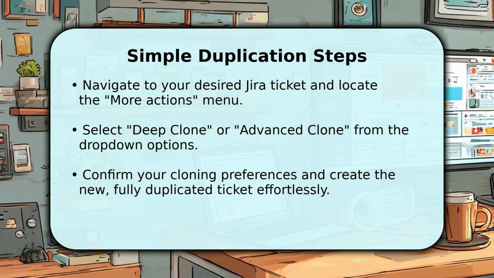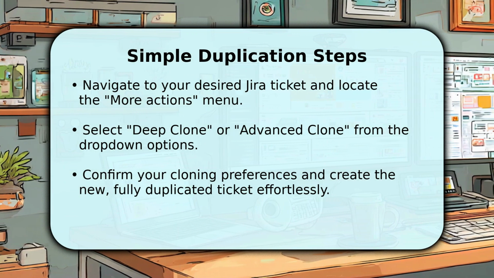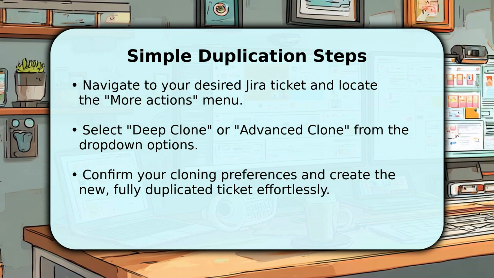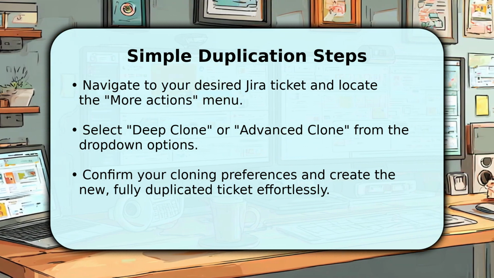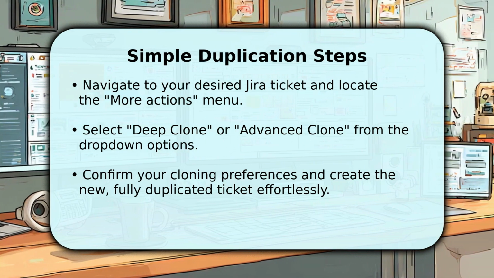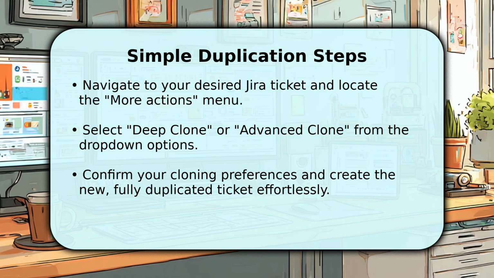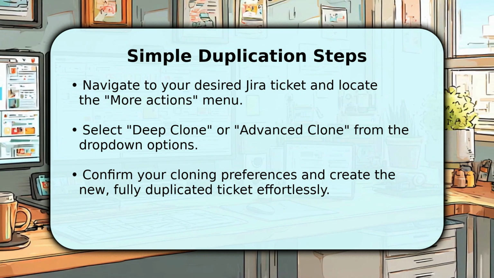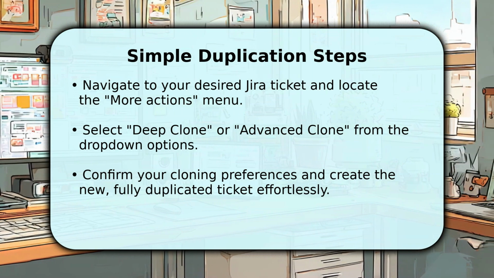Implementing this method is incredibly straightforward and takes just a few clicks. First, open the Jira ticket you wish to duplicate, then find the More Actions menu, usually represented by 3 dots. From there, simply select Deep Clone or Advanced Clone. Finally, review the options to ensure all desired elements are included and hit Create to instantly generate your perfect duplicate.